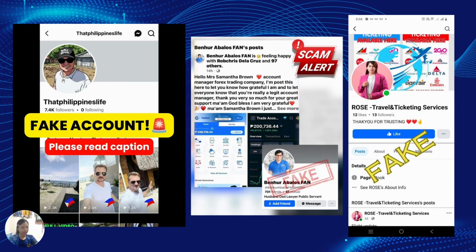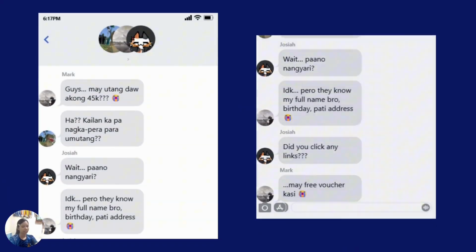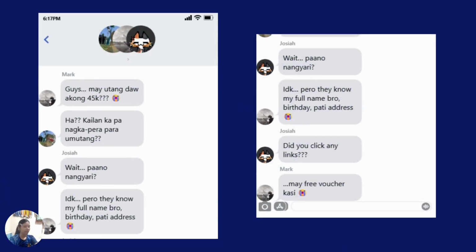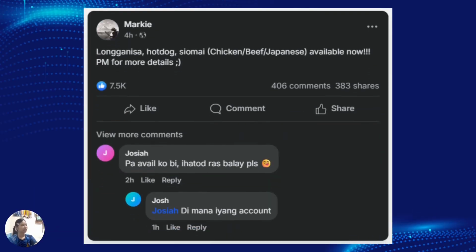So, going back to the same situation, someone online might steal your photo, your name, and even create a fake account about you. Like, let's just say nga, naghimo siya another account nga, ginatawag nga Marky, but it's also your name. Nagbaligya daw siya longganisa, hotdog, siomai, chicken beef, Japanese available now, and PM for more details. And thankfully, na-aware iyang mga friends that it was a fake account.